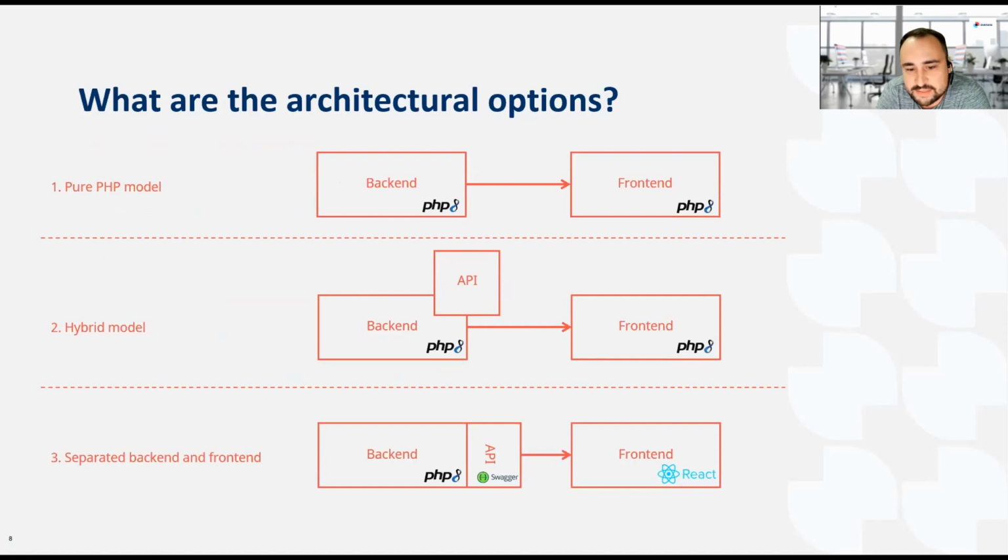We have, I'd say, 3 architectural options on how to build the application. The first one is the pure PHP model, which means that, just like we know it from the standard MVC application, we have the backend in PHP 8 and the front end in PHP 8, which is pretty statically generated. We can use some JavaScript to make it more dynamic. We can have the hybrid model because we want to provide the API. So we have a similar situation, but we, for example, write API controllers or use some API space with specific controllers to provide our customers with the API.